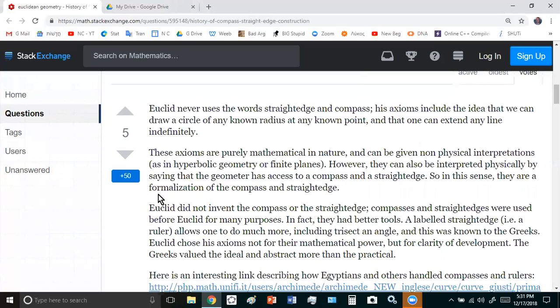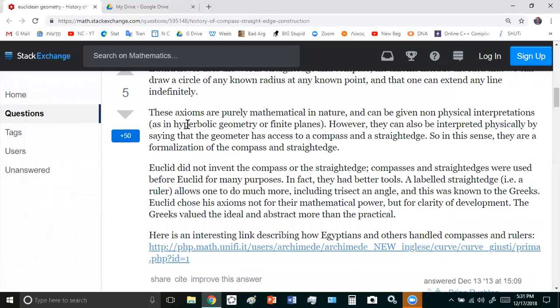In any case, he says these axioms are purely mathematical in nature and can be given non-physical interpretations. Well, they're not interpretations, they're rather instantiations of the abstract concept. Okay, so a compass and a straight edge are actually tools that were used to illustrate these concepts.